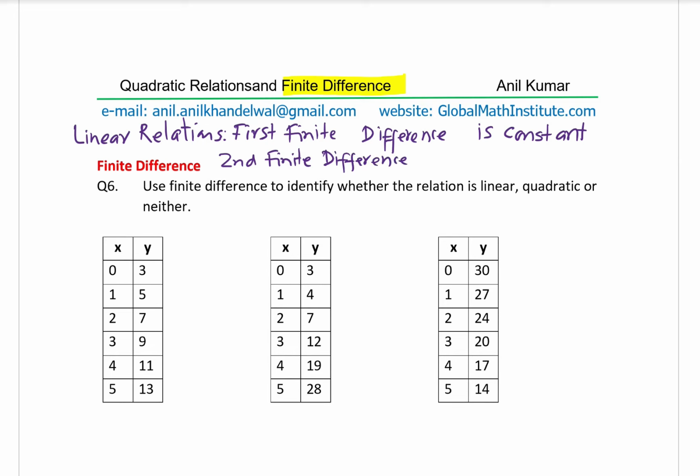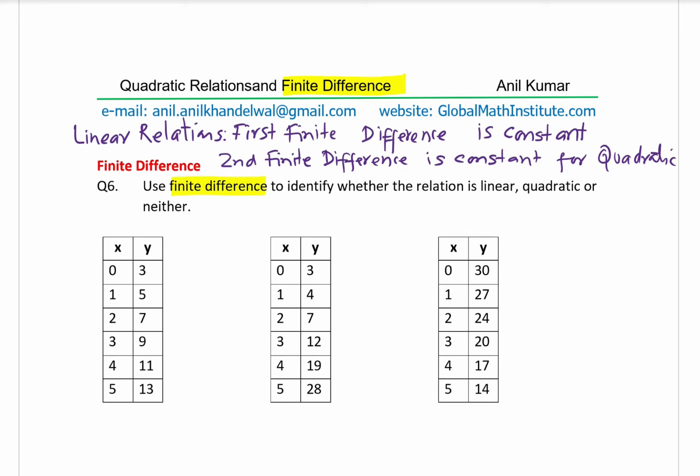So second finite difference is constant for quadratic, a degree 2 relation, right? For cubic, it will be the third finite difference, okay? Now, what is finite difference? I hope you remember. What is finite difference and how do we find it?